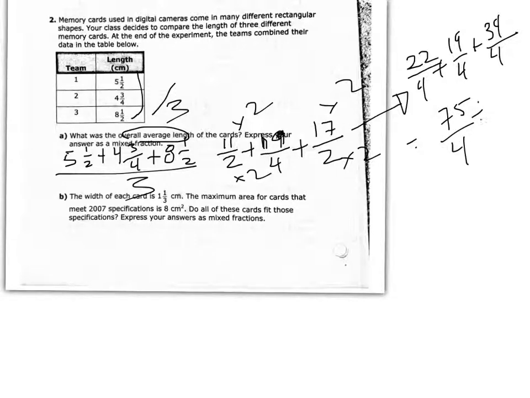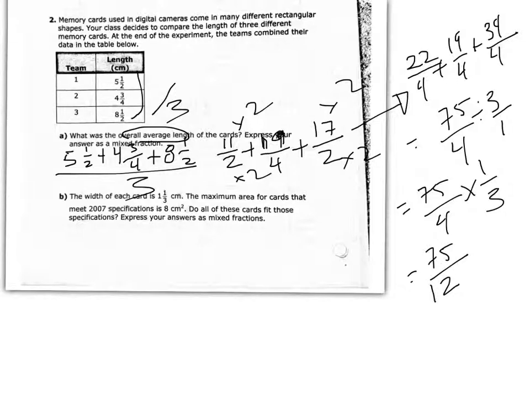Now you've got to divide this by 3. You can divide by finding a common denominator or multiply by the reciprocal. I'm going to multiply by the reciprocal. So I have 75 over 4 times, remember this is a number over 1, whole number, so now it's 1 over 3. You should get an answer of 75 over 12, which is reduced to 6 and 1/4.